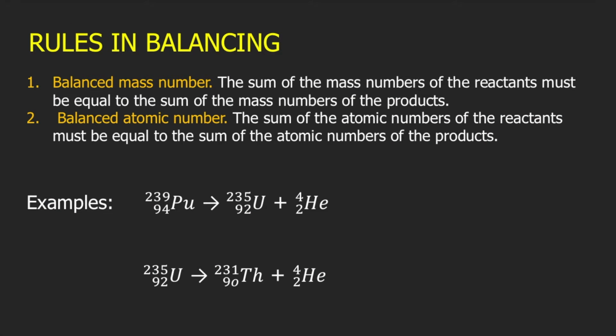First, let me teach you about the rules in balancing nuclear equations. So please take note that these rules apply in any types of nuclear reactions, whether it's alpha decay, beta decay, positron decay, etc. Okay? So there are only two rules you need to familiarize. The first one, you must balance the mass number. So this means that the sum of the mass numbers of the reactants must be equal to the sum of the mass numbers of the products. The second rule, you must balance the atomic number. That is, the sum of the atomic numbers of the reactants must be equal to the sum of the atomic numbers of the products. So these are actually simple rules. Now let's apply it into our examples to see if these nuclear equations are balanced or not.